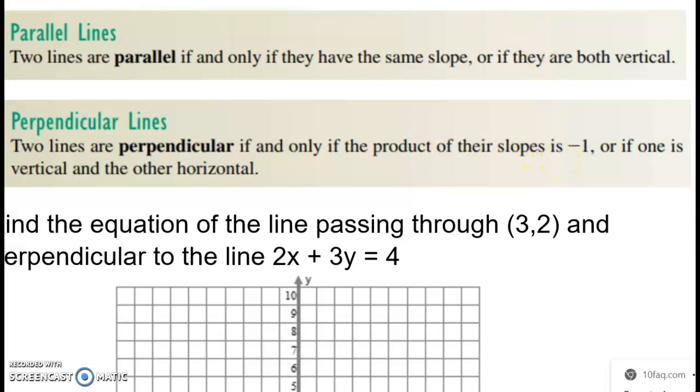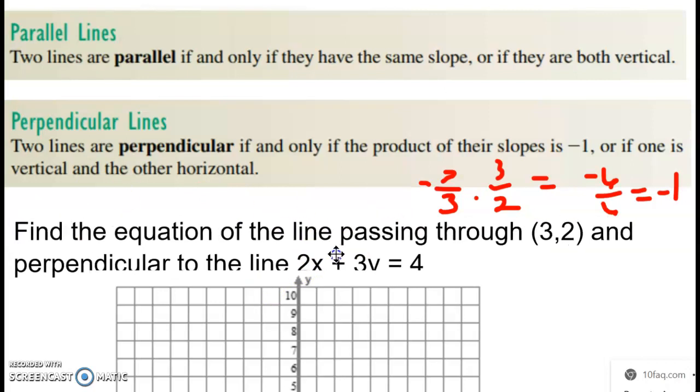The ones on the previous page, remember, were negative 2/3 and positive 3/2. If you take negative 2/3 times positive 3/2, you get -6 over 6, which is -1. So anytime you have a product of -1, those are going to be perpendicular lines.